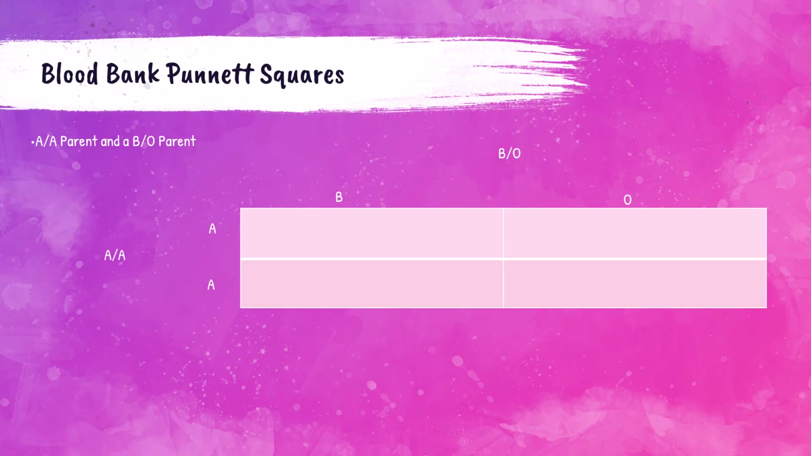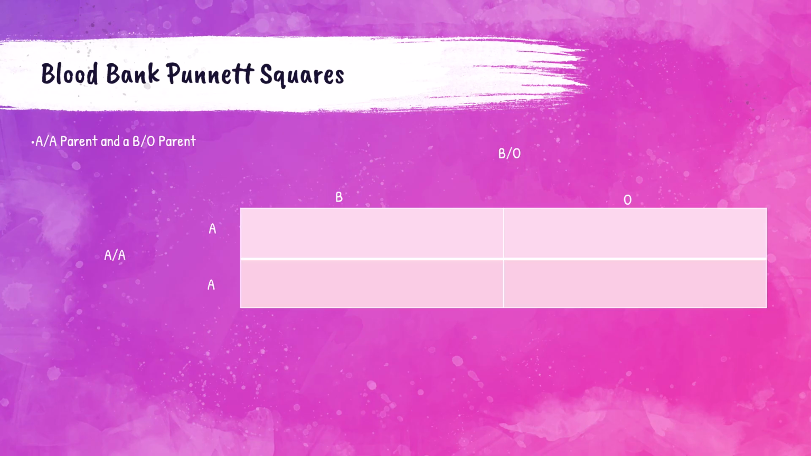Okay, so let's do another one here. In this particular problem, we are going to have the genotype A/A parent. So phenotypically, they're going to be group A, and a B/O parent. That's genotypically, of course. Phenotypically, they're going to be what? A B/O would be what? It would be a group B person.